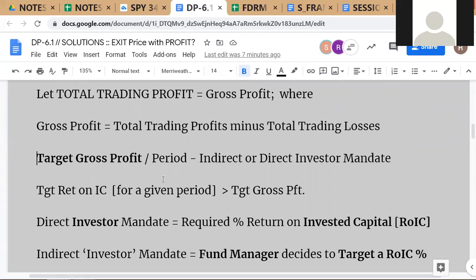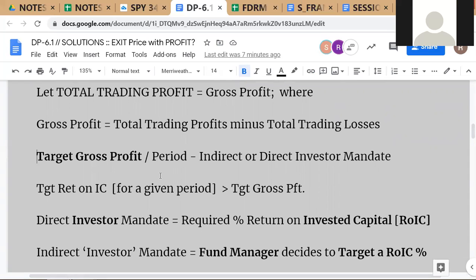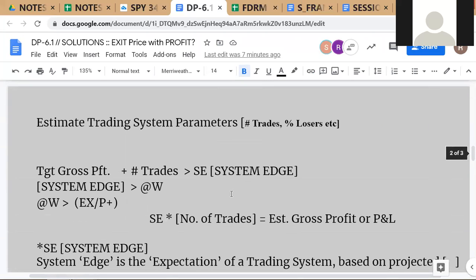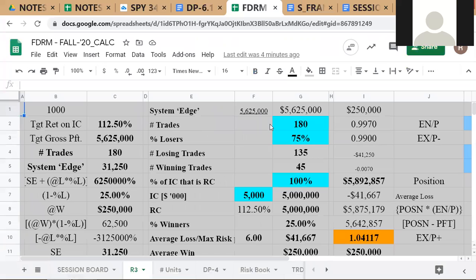All right, so estimate target gross profit and target return on invested capital. That comes from the invested capital and the target ROIC. Then you estimate the trading system parameters, the various parameters that we discussed here. You estimate these parameters because you're going to need them.